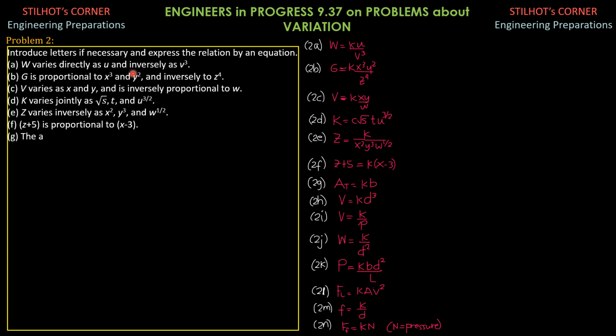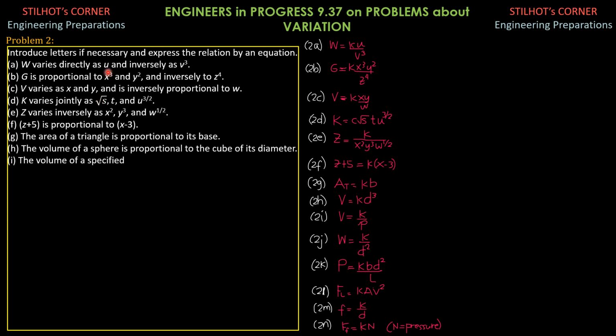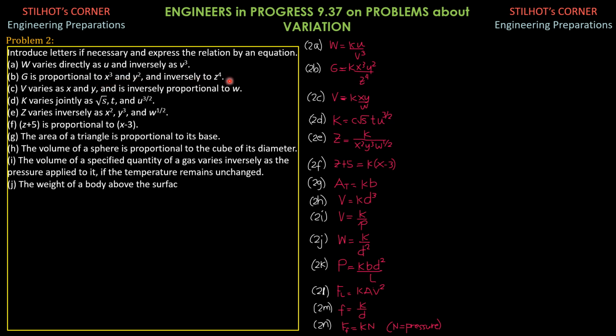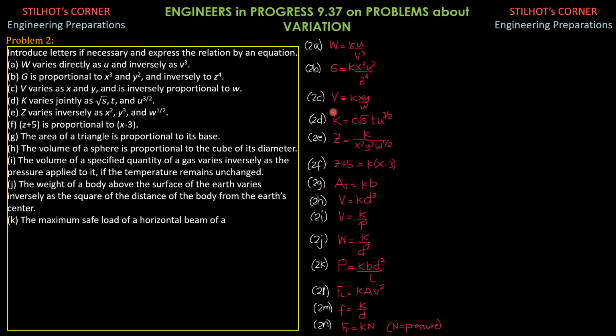W varies directly as U and inversely as V cube. So interpretation, equation: W equals constant of proportionality times U divided by V cube. So that's the equation. G is proportional to X cube and Y square. So Z equals constant X cube Y square then divided by Z to the fourth. So that's the interpretation. V varies as X and Y and inversely proportional to W. So V equals KXY over W.